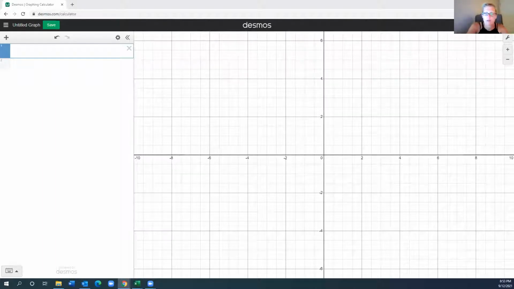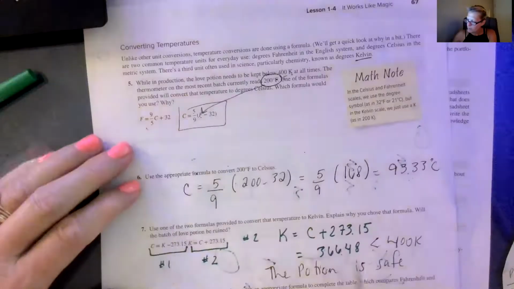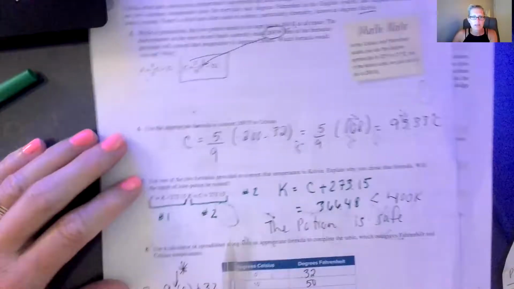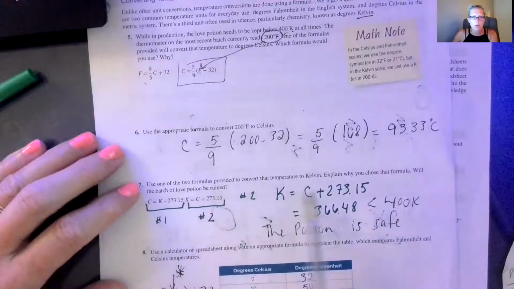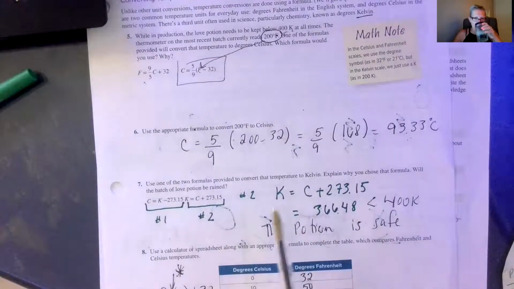So we get parentheses 5/9, and then parentheses 200 minus 32. And we end up with 93.33 degrees. Then it says, use one of the 2 formulas provided to convert that temperature to Kelvin. Explain why you chose that formula. Will the batch of love potion be ruined?